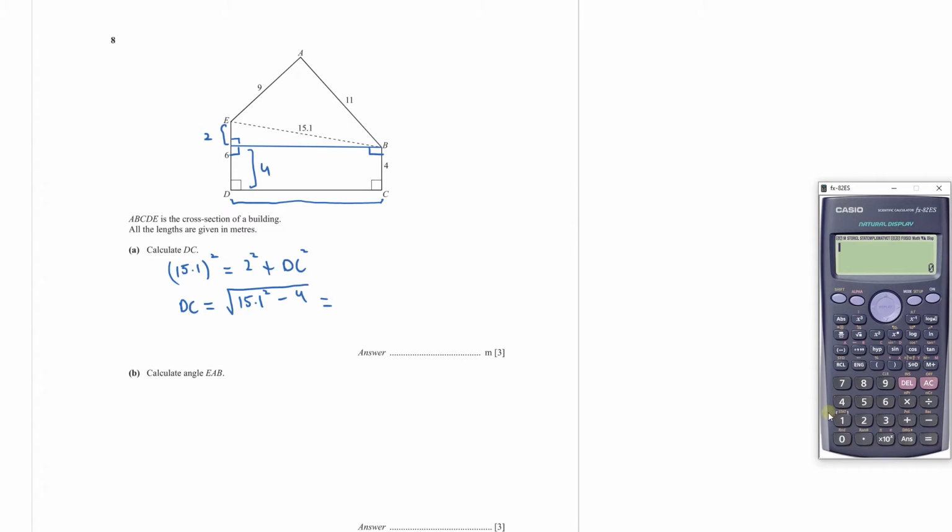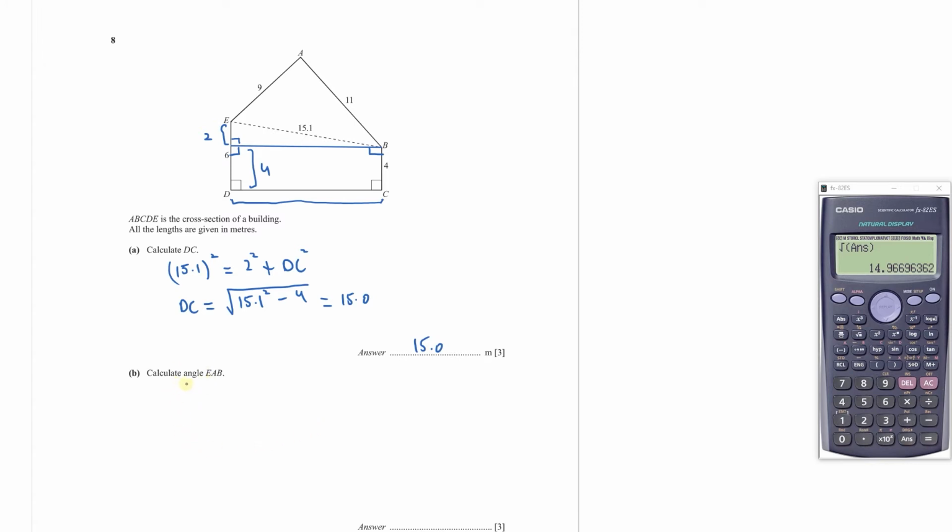So let's calculate this. 15.1 squared minus 4, and then the square root of this answer will give you the length of DC. So this is 14.96696. This is a non-exact answer, so I have to write up to 3 significant figures. 14.9 will be 3 significant figures, then the next value is 6, so this 9 will be rounded up. So I will get 15.0 meters. So the answer here will be 15.0.